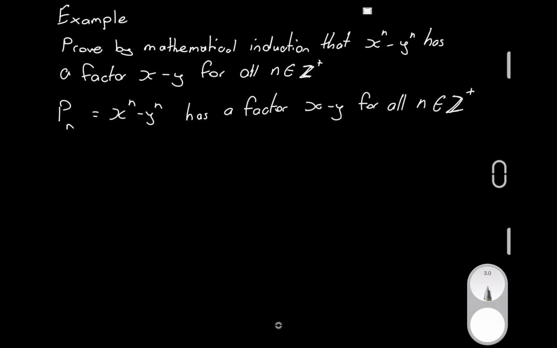So we're now going to prove this by mathematical induction. If n is equal to 1, that means we're going to have x to the power of 1 minus y to the power of 1, which we know is just equal to x minus y. Therefore, we could say that proposition 1 is true.